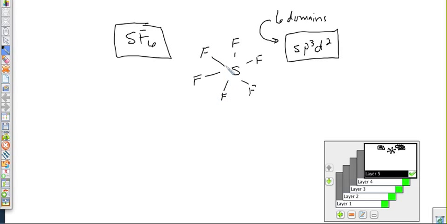And so what is the shape of this? Well, it's actually called octahedral. All right. And beyond that, I don't think that you're going to need to know more. But if you end up with a lone pair in here, it becomes square pyramidal, and if you end up with 2 lone pairs, it becomes square planar.